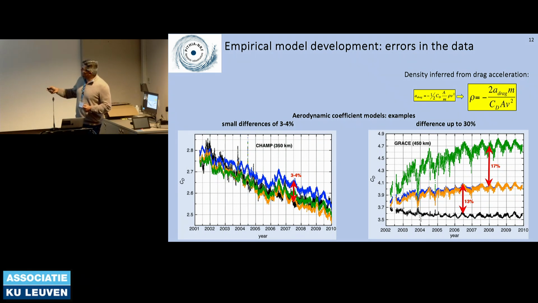But if you go a little bit higher up, for GRACE, with respect to this in the middle, this is 13% smaller, this is 17% bigger. So you can have a huge spread in density that you're going to assimilate due to the fact that you have selected a density data set that has been calculated with this value or with this value. So you absolutely need to know from your data provider how it was calculated exactly.